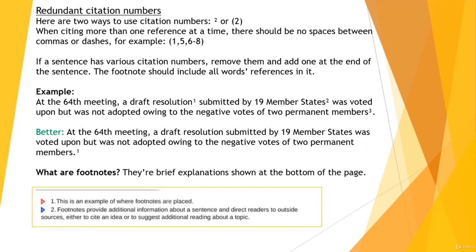For example, at the 64th meeting, a draft resolution submitted by 19 member states was voted upon but was not adopted owing to the negative votes of 2 permanent members. In the better version, we removed the 3 citation numbers and added one at the sentence end. What are footnotes? They are brief explanations shown at the bottom of the page, as you can see in the image below.